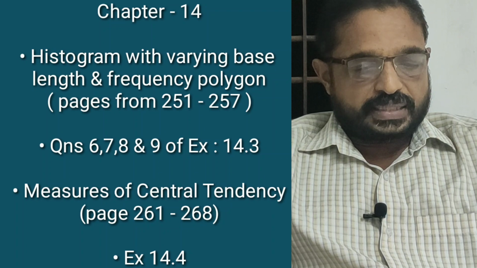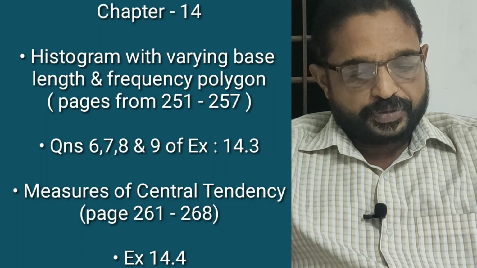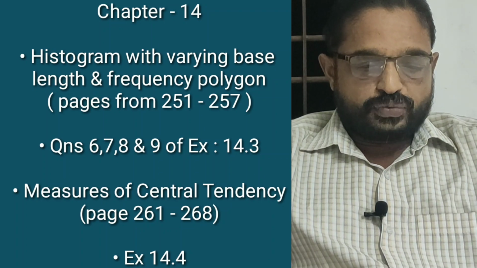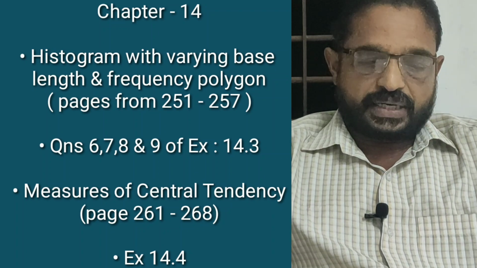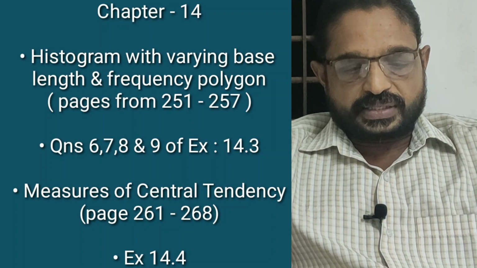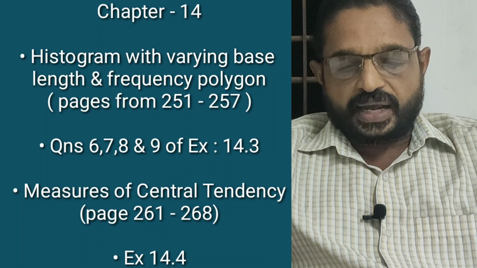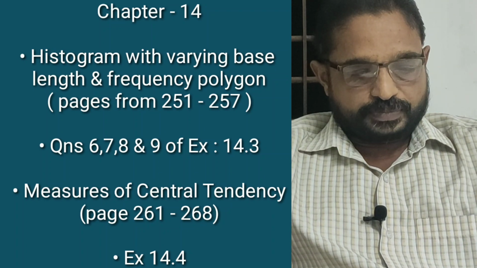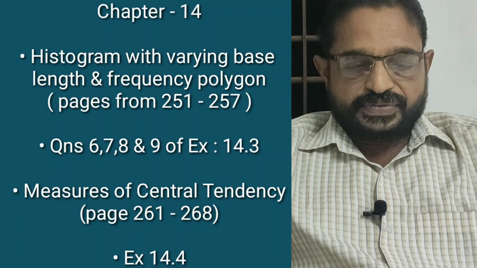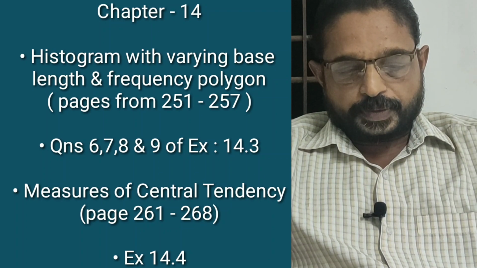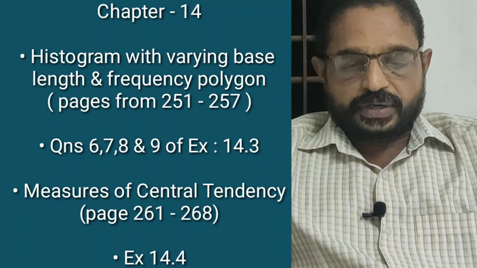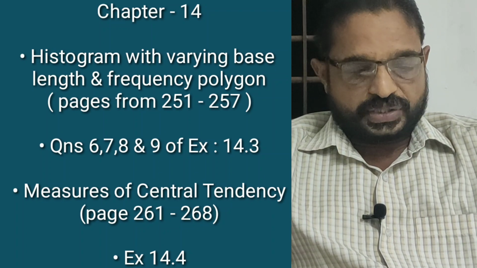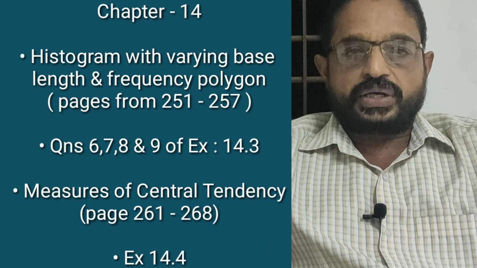Chapter 14, statistics. There, histogram with varying base length and frequency polygon, that is pages from 251 to 257, and questions 6, 7, 8 and 9 of exercise 14.3. Also measures of central tendency, that is pages from 261 to 268, and exercise 14.4.